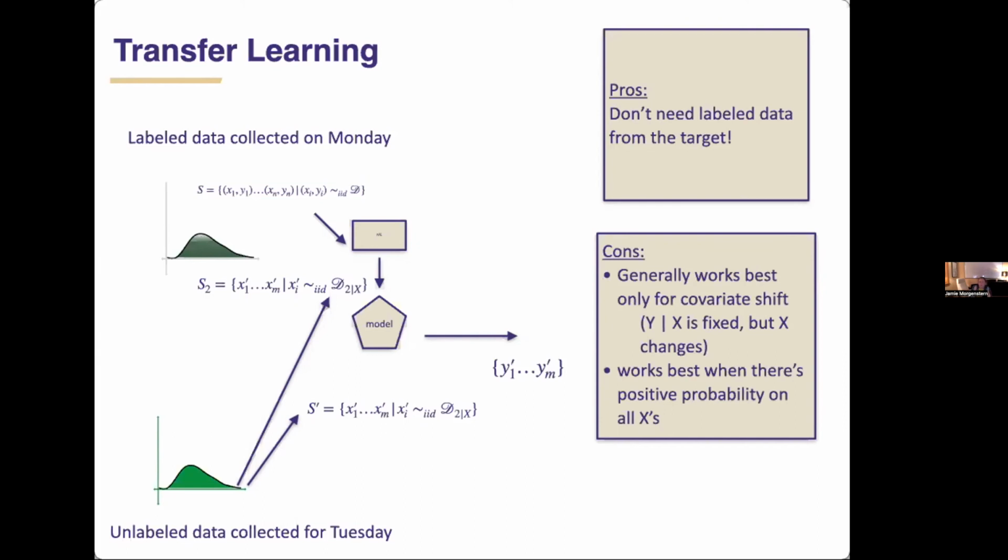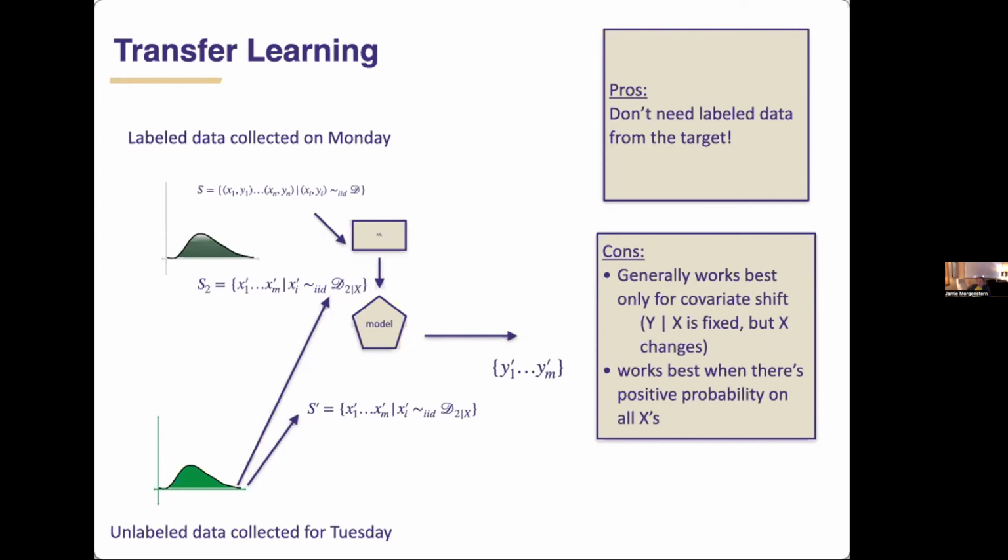And in terms of pros and cons for these sorts of approaches, you don't need labeled data from the target distribution, which is what we call this unlabeled data distribution in general. The dark green labeled data distribution is called the source, and the unlabeled lighter green distribution is called the target in transfer learning speak.